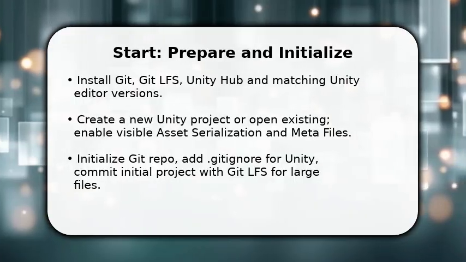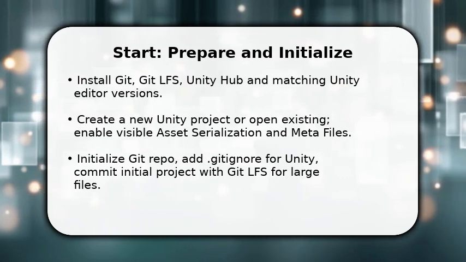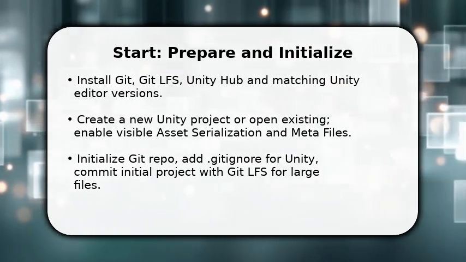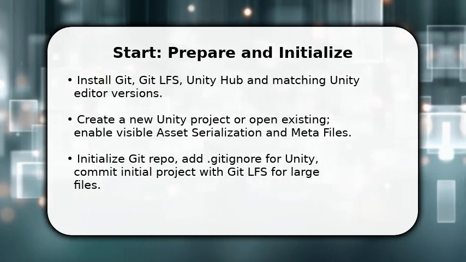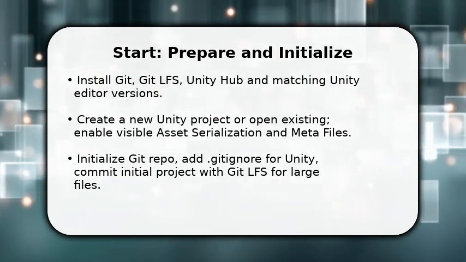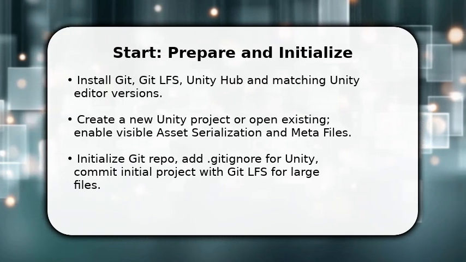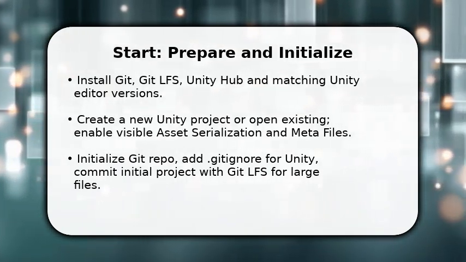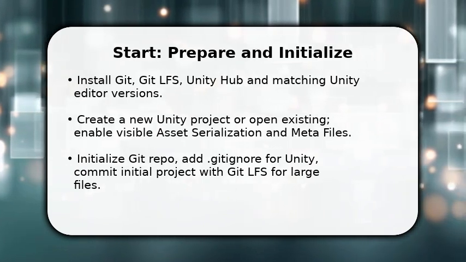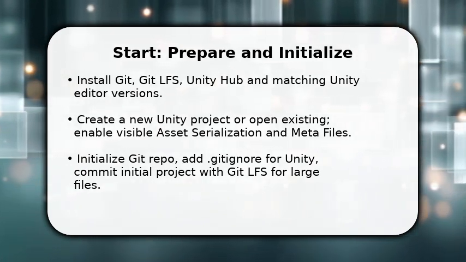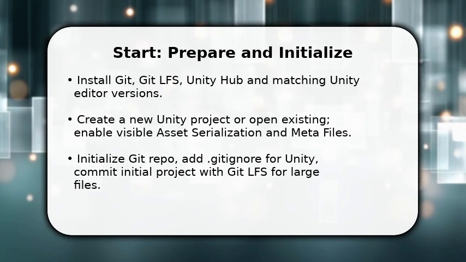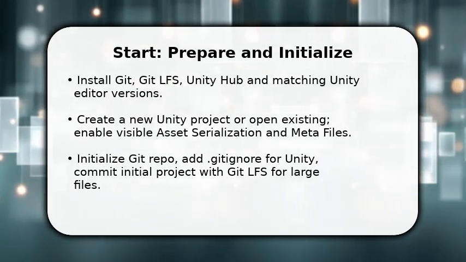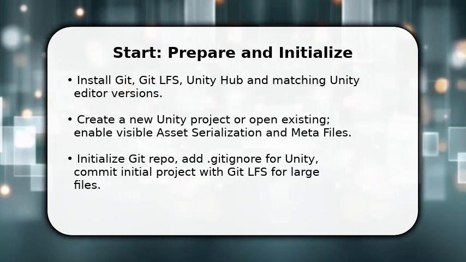You start by preparing essential tools and taking the first concrete actions. Install Git and Git LFS, then match your Unity editor via Unity Hub. Once done, open or create the project, set asset serialization to force text and visible meta files so merges work. Create a Git ignore tailored for Unity, run Git init, add files, and commit. Make sure large binary assets are tracked with Git LFS before you push to avoid bloating the repository.